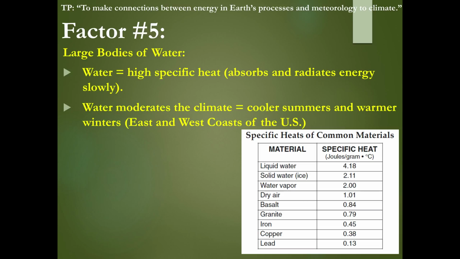summers and warmer winters. That's true for the eastern and western coast of the U.S. The further inland you go, away from the water, that's your extremes. In that case, you would have warmer summers and cooler winters if you're far away from water.